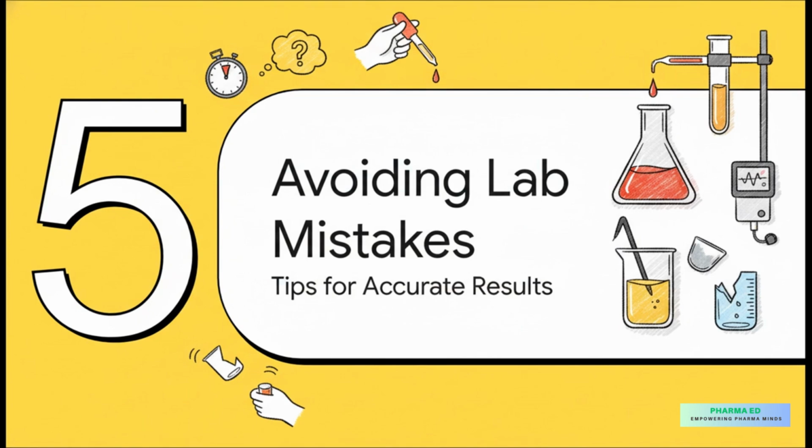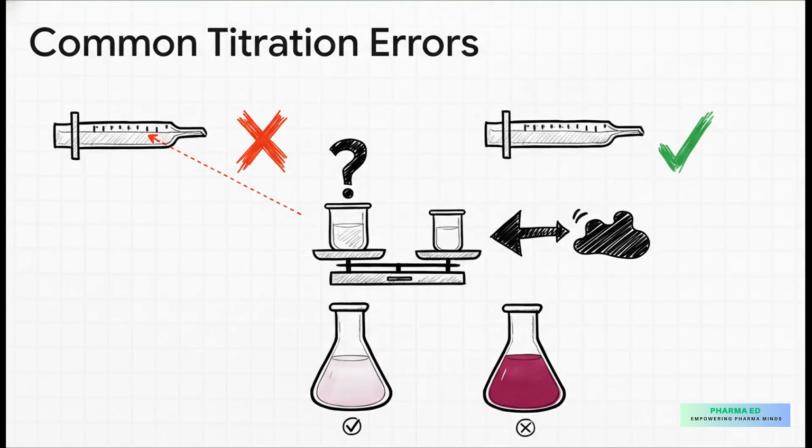All right, now for some really practical advice. Getting accurate results in the lab requires great technique and attention to detail. So let's talk about some common mistakes and how you can avoid them to make sure your analysis is spot on. There are 3 big errors to watch out for.